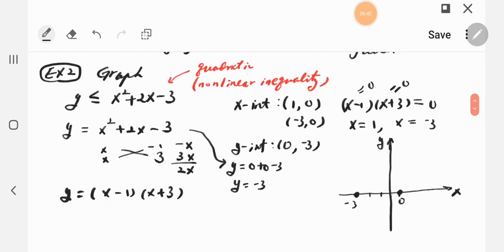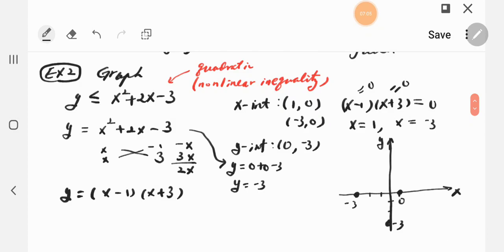So when x equals 0, y is negative 3. 1, 2, 3. Okay, 1, 2, 3. Negative 3. That's the y-intercept. Okay, then let's find the vertex.